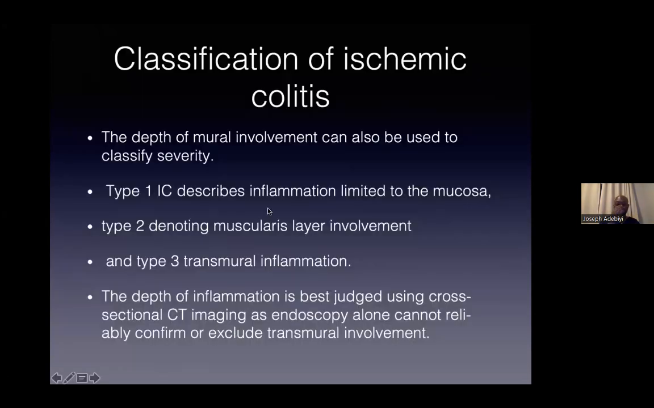There may also be classification based on the depth of mucosal involvement. There's type 1, which describes inflammation just limited to the mucosa. There may be type 2, which may be involvement of the muscularis layer. And then once there's transmural inflammation, you describe that as type 3.